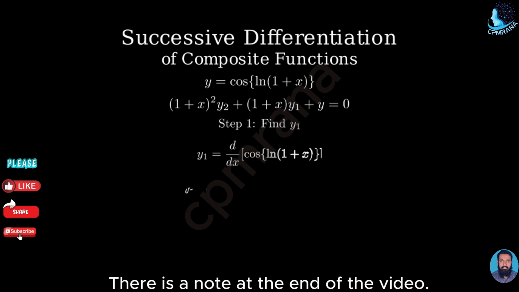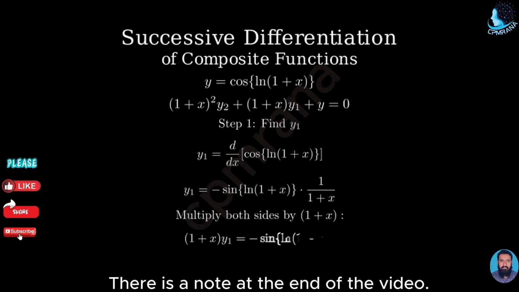Let's find the first derivative. We'll use the chain rule since we have a composite function. The derivative of cosine is negative sine, and we multiply this by the derivative of the inner function, which is 1 over 1 plus x. To simplify our work, let's multiply both sides by 1 plus x to clear the fraction. This gives us (1 plus x) times y1 equals negative sine of natural log of 1 plus x.